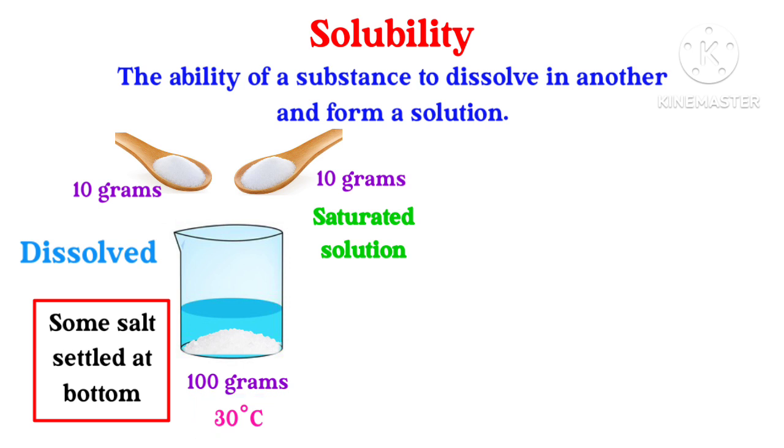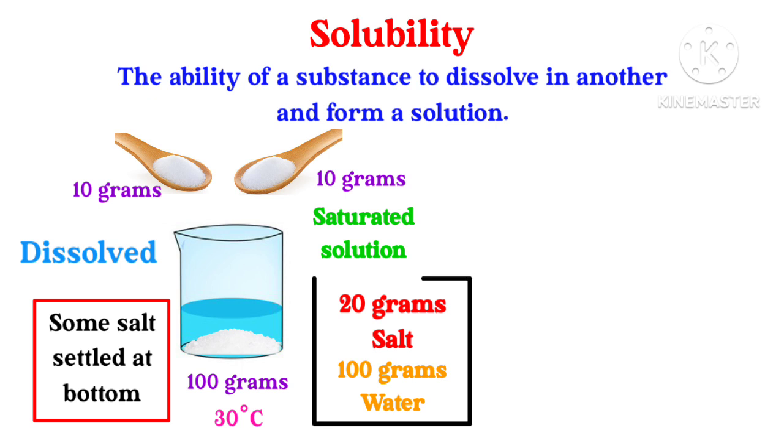Now listen carefully. The 20 grams of salt dissolved in 100 grams of water and got a saturated solution. Saturated solution means that 100 grams of water can only dissolve 20 grams of salt at 30 degrees centigrade. The extra salt would settle down at the bottom. Thus, we say that the solubility of salt is 20 grams in 100 grams of water at 30 degrees centigrade.